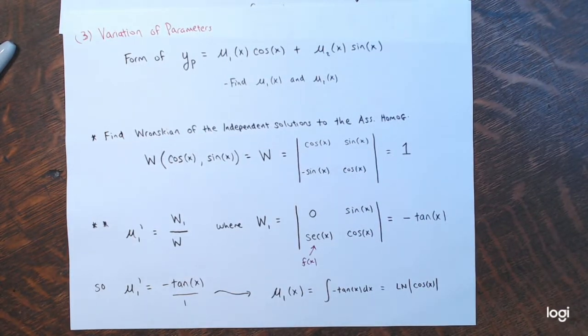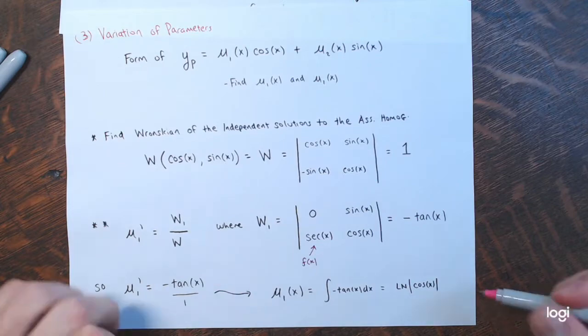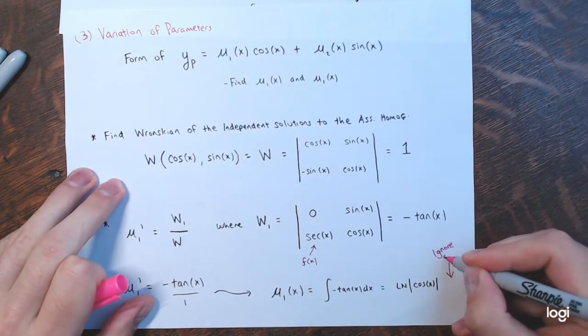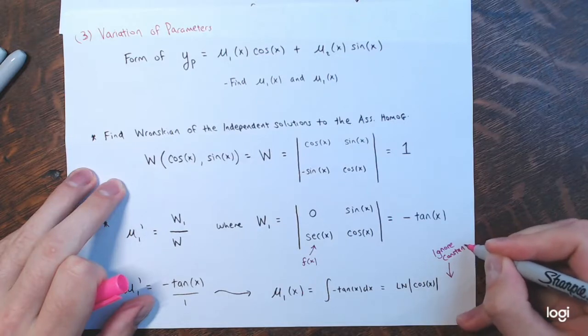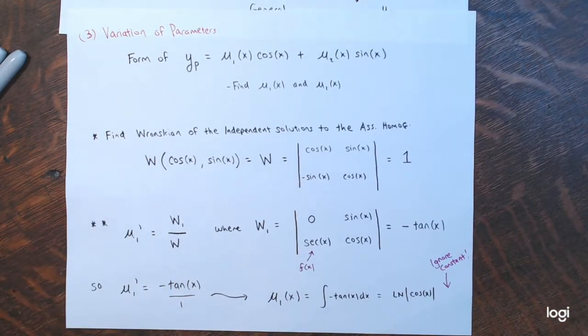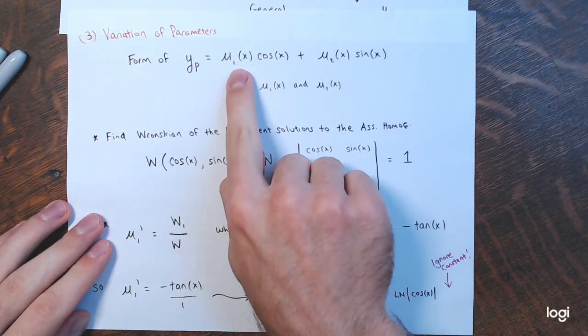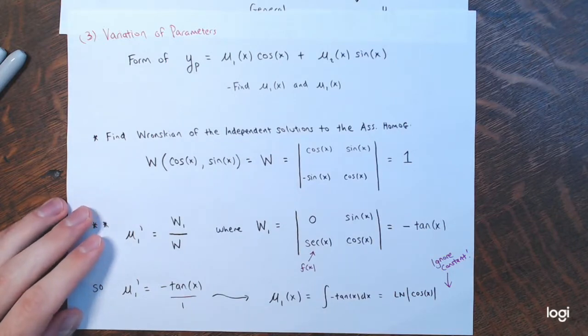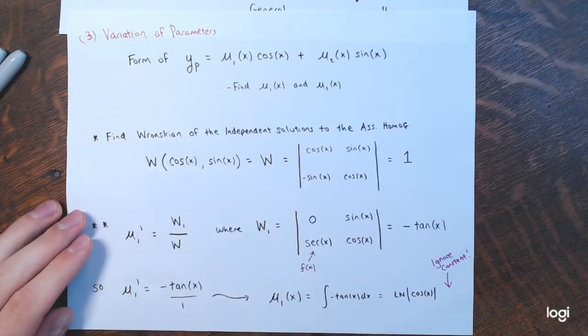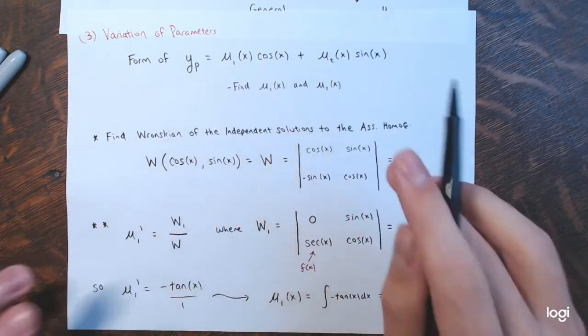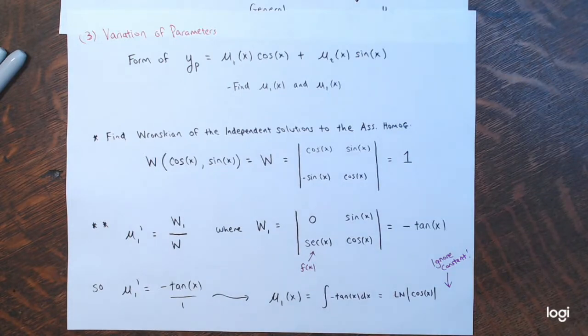In fact, I'll write that here. Right. So we'll ignore the constant of integration. Alright, so I know the value of u1. u1 is the natural log of the cosine of x. Right. And then I'll do something similar for this other function u2 that'll be multiplied by the sine of x, and then I'll have my particular solution.